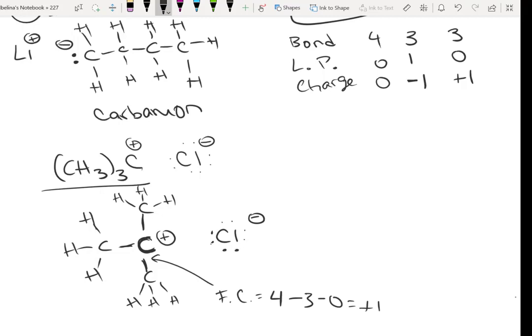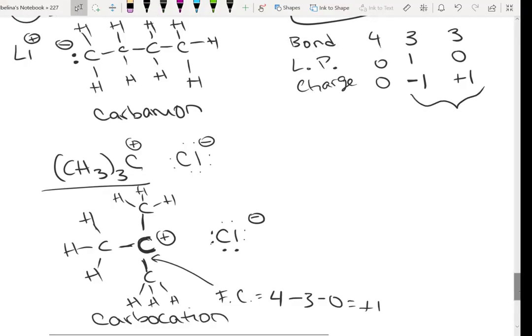So when we have a carbon that has a positive charge, we call that a carbocation. A lot of the reactions that we're going to see are going to involve that carbocation. So if you have this positively charged or negatively charged carbon, those are going to be very high energy. So it's important to be able to recognize them.